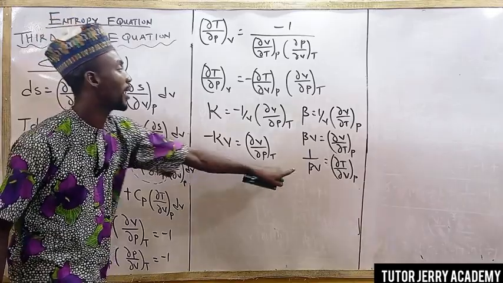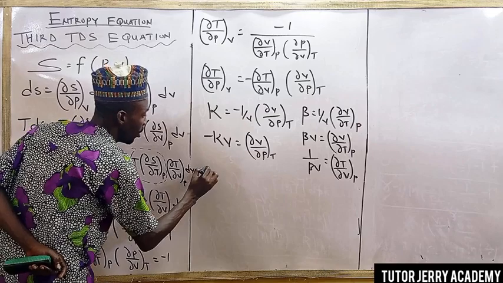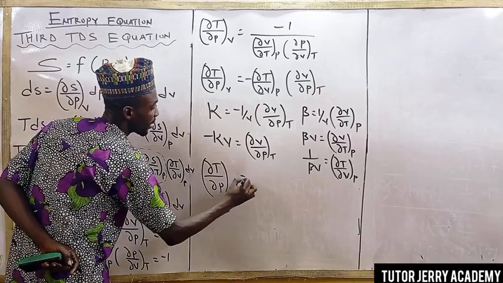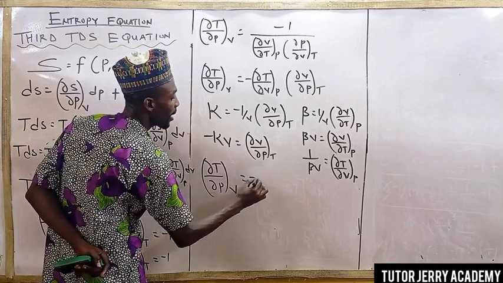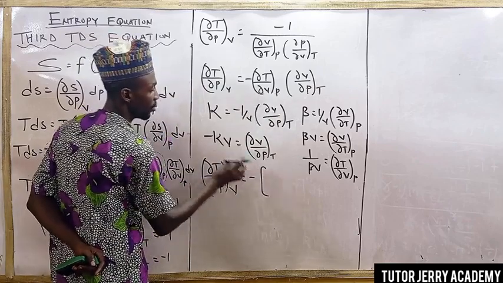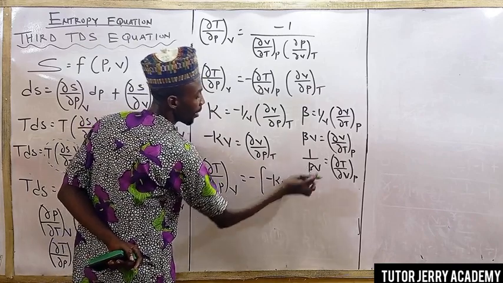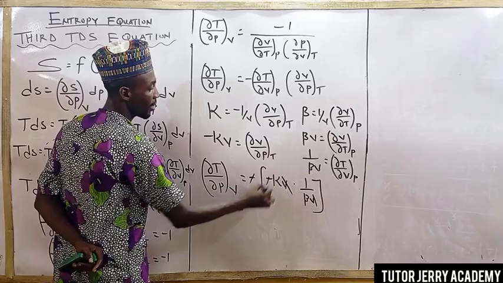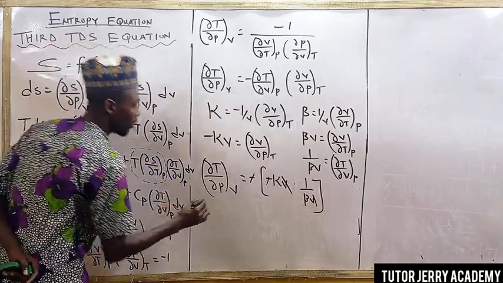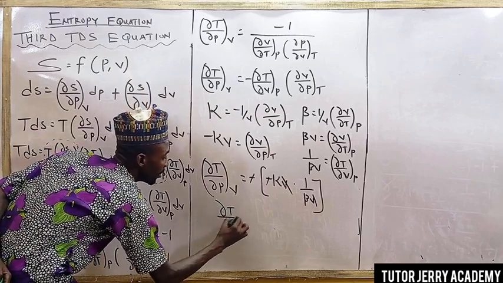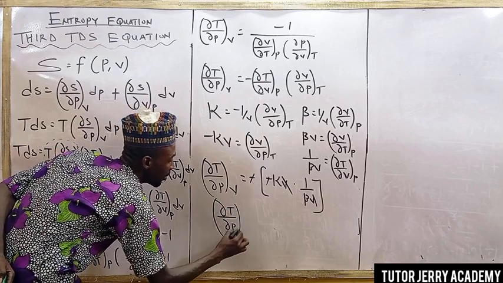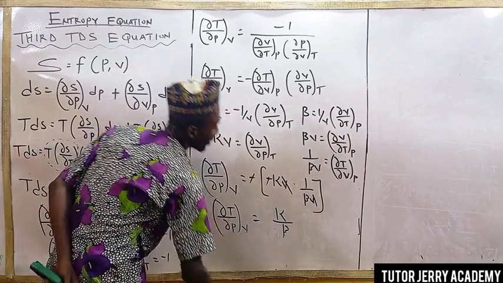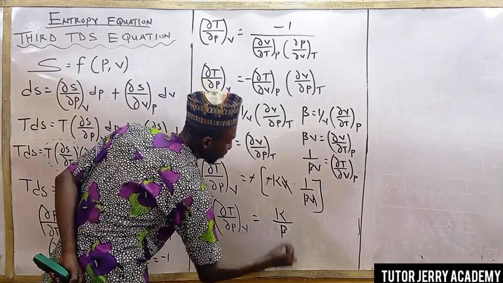So let's substitute these parameters in these two equations. So what are we going to have? We're going to have the partial derivative of T all over the partial derivative of P, keeping V constant, equals, so don't forget we have minus, so this one now is minus KV multiplied by 1 all over beta V. So this V we cancel out, this minus will neutralize this, then everything will give us the partial derivative of T all over the partial derivative of P, keeping V constant, equals K all over beta.